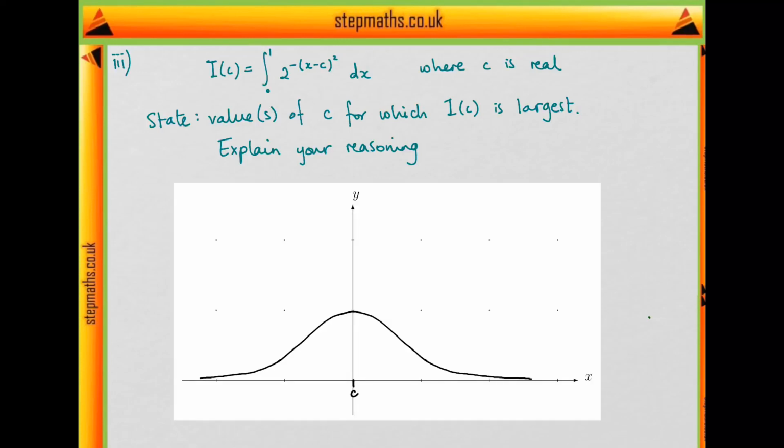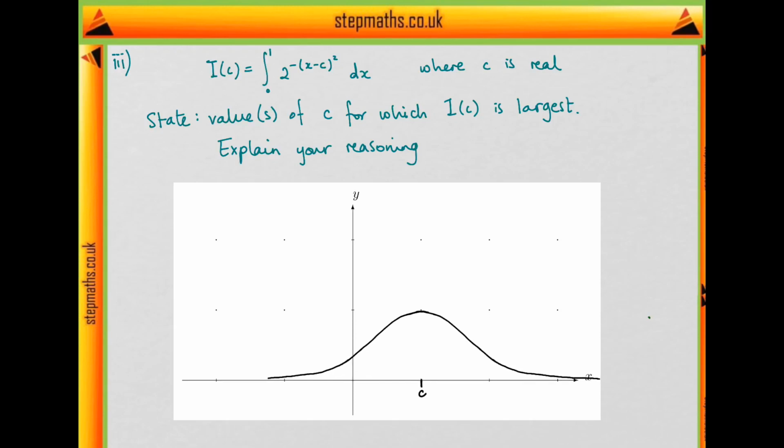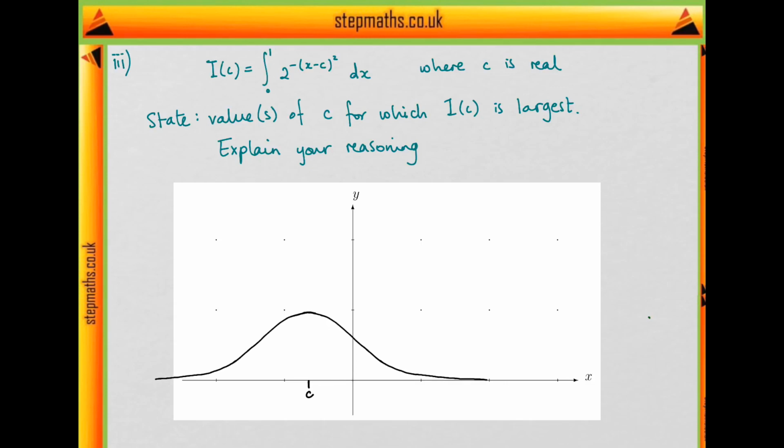So that's going to be like the 2 to the minus x squared graph, but it's going to be translated by c. So for example, if c were positive, then it would be translated by some value c to the right. Or if it were negative, then this graph will be somewhere over here. And this integral is just the area under this curve between 0 and 1. So it will be this area.